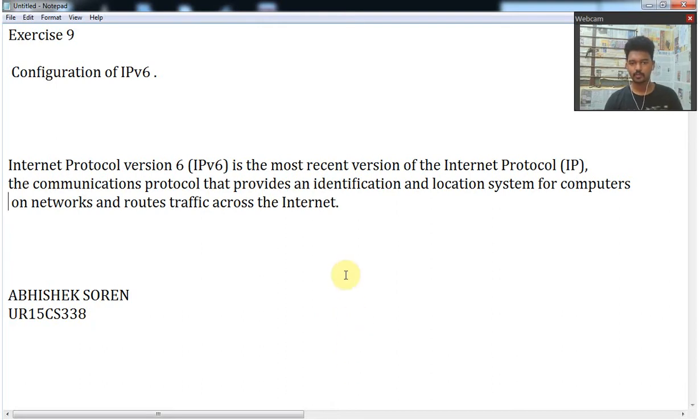It also routes traffic across the internet. When we compare IPv6 with IPv4, we see that there are lots of changes. IPv4 consists of lots of error detection methods, but that is not present in IPv6. So, moving on to the configuration.